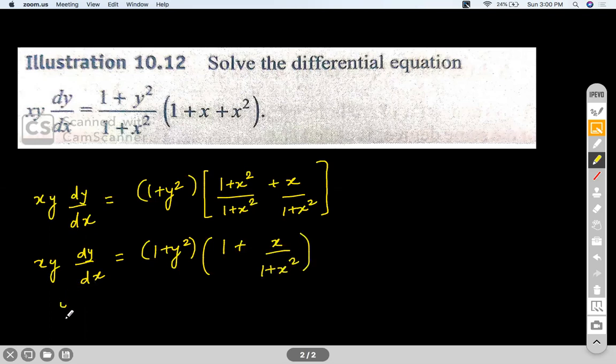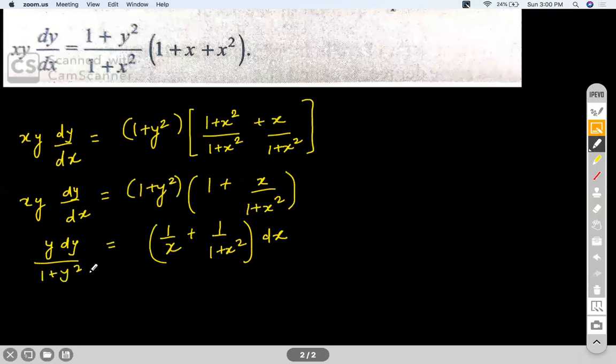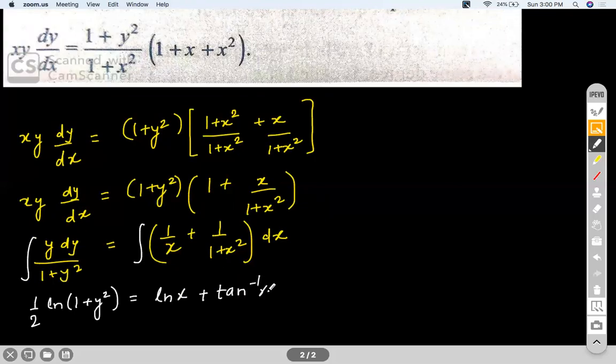Now let us separate the variables out. So y dy divided by 1 plus y square is nothing but (1 by x plus 1 by 1 plus x square) dx. Now given the variables have been separated, I can start the process of integration on both sides. So let's integrate both the sides. This will simply become half ln of 1 plus y square, and on the right hand side, you'll have ln x plus tan inverse x plus a c.